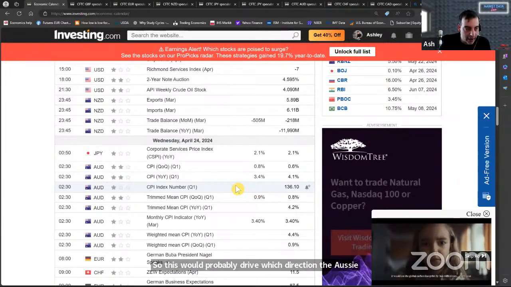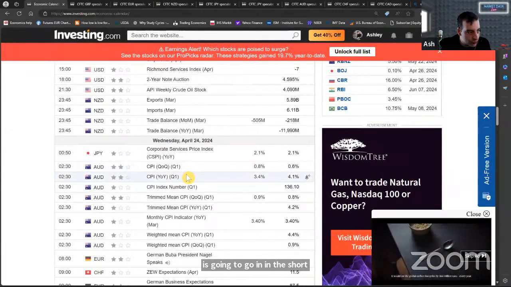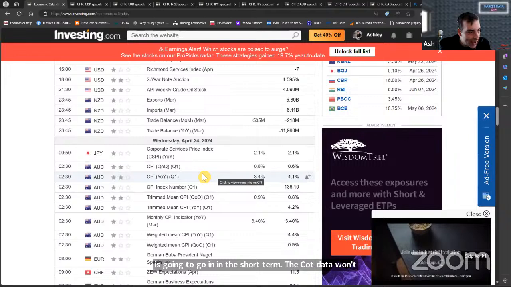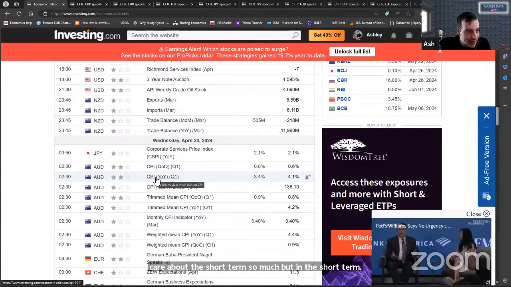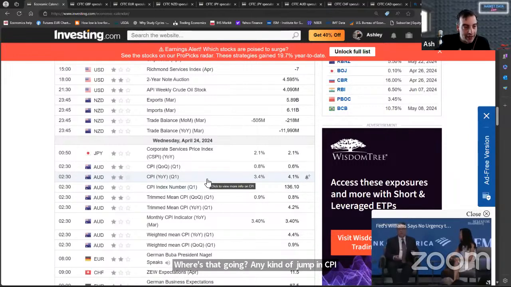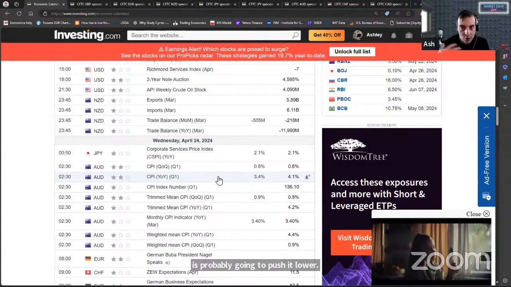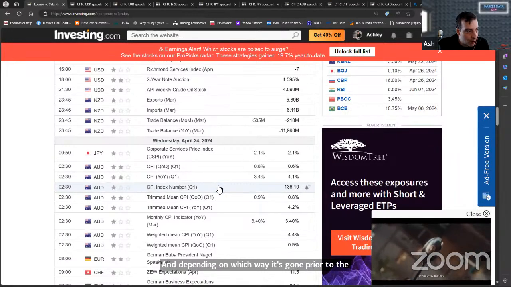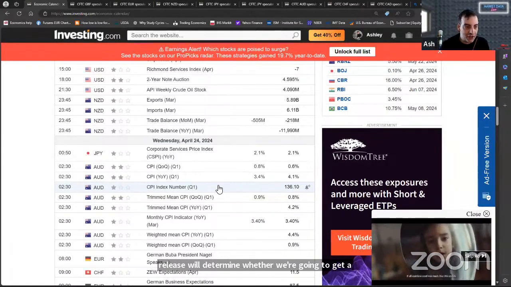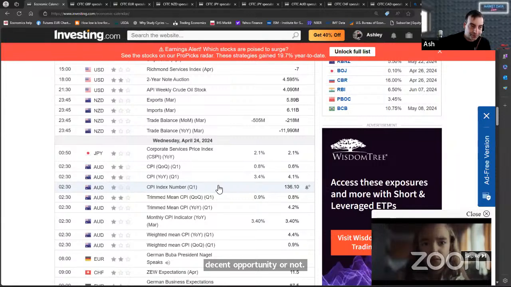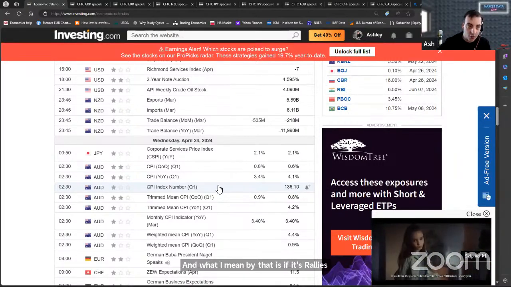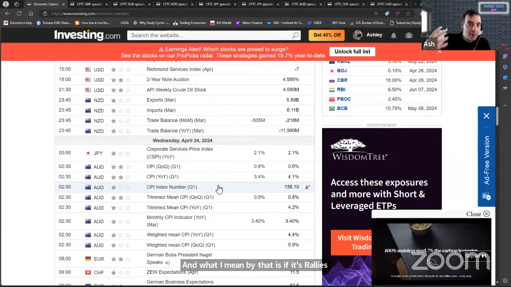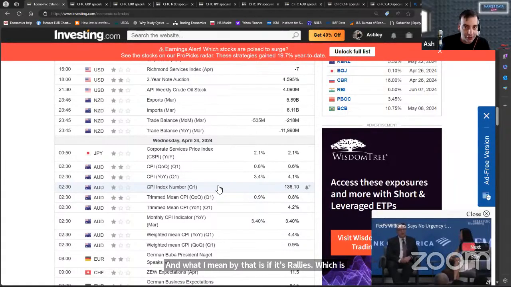The COT data won't care about the short term so much, but in the short term, where's that going? Any kind of jump in CPI data is probably going to push the Aussie higher, and any decline is probably going to push it lower. And depending on which way it's gone prior to the release will determine whether we're going to get a decent opportunity or not. And what I mean by that is if it rallies, which is against what the COT data is saying, and then the number comes out weak, then we'll have a chance to sell it.